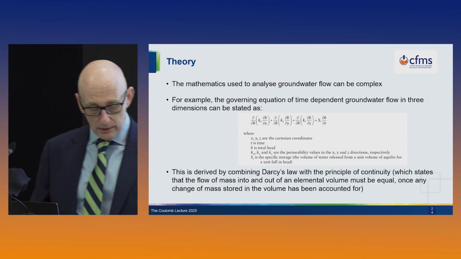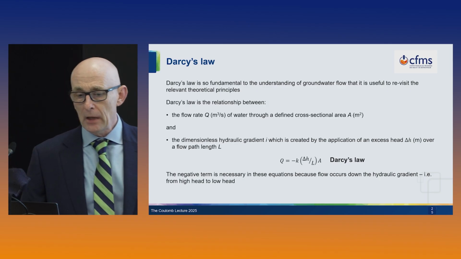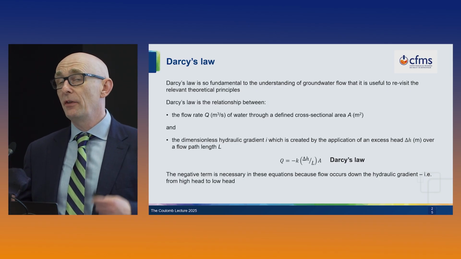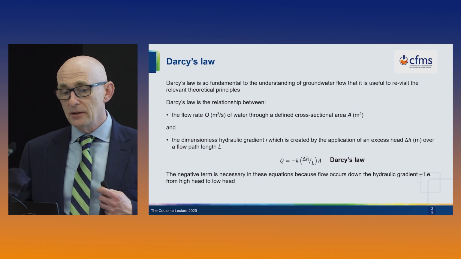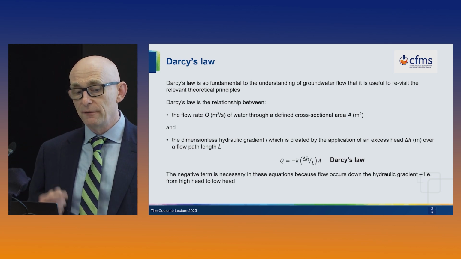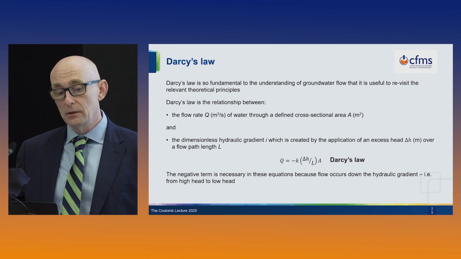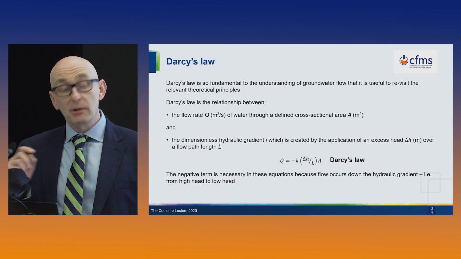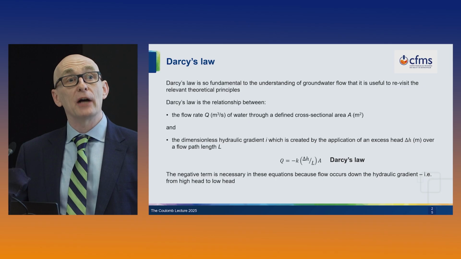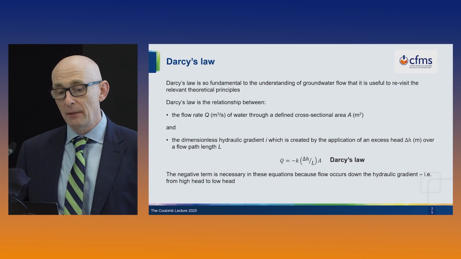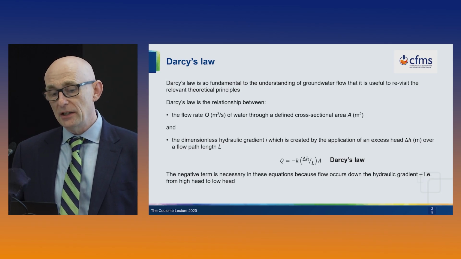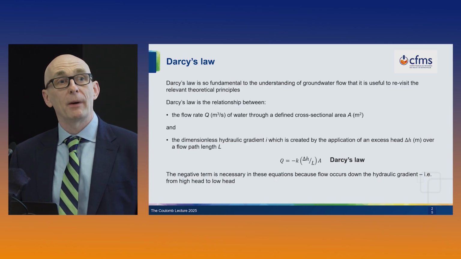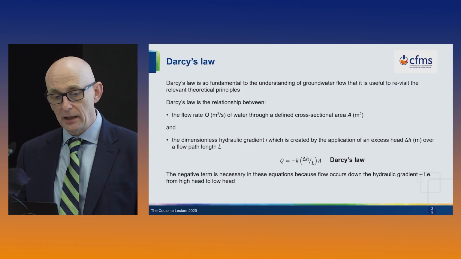So I want to talk about Darcy's law, because it's so fundamental to almost everything we do in geotechnics that we forget about it. And Darcy's law is the relationship between flow rate Q, in cubic meters per second, of water through a defined cross-section area A. It's a relation between that flow rate Q and the hydraulic gradient. The hydraulic gradient being a dimensionless parameter which is created by the application of an excess head difference over a flow path length. And hopefully my diagrams in a moment will explain this.